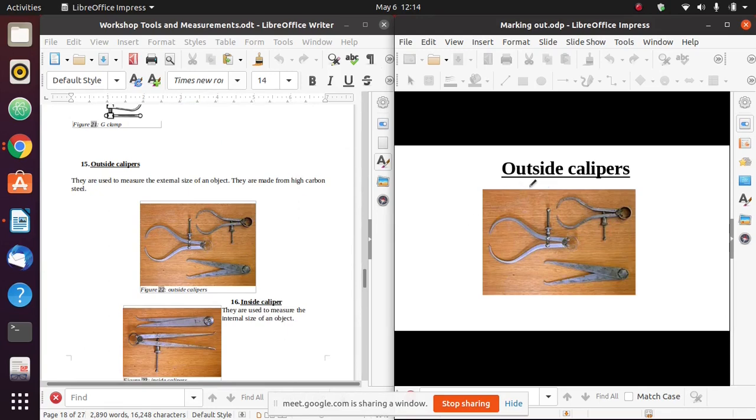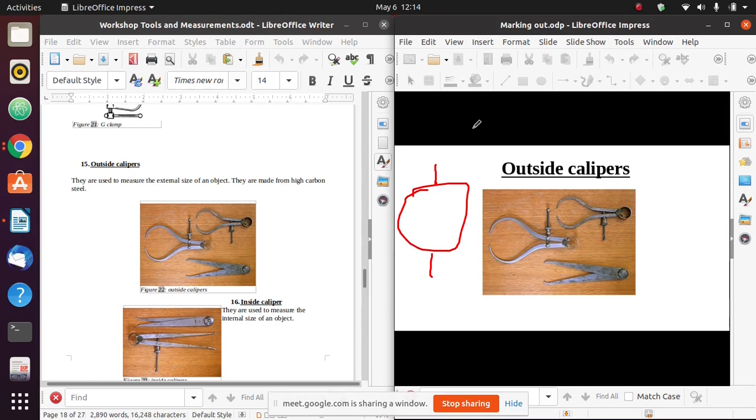Now we have calipers, and calipers can be of two types. We have the inside and the outside calipers. Outside calipers are used to measure the external dimensions of, for example, a round workpiece. For example, a pipe. If I want to take the external diameter of a pipe, I will take my outside calipers and place one leg on that side and one leg on the other side, and then I will be able to transfer these dimensions onto a scale and determine the size of the external diameter.